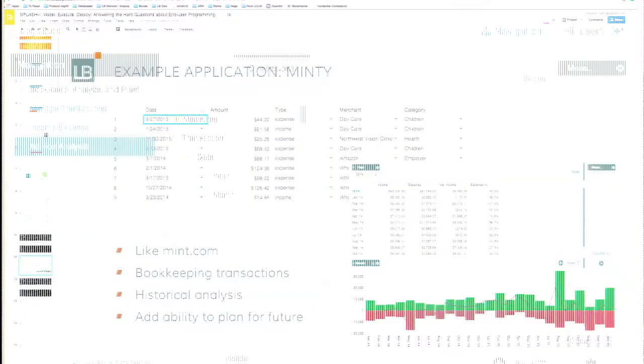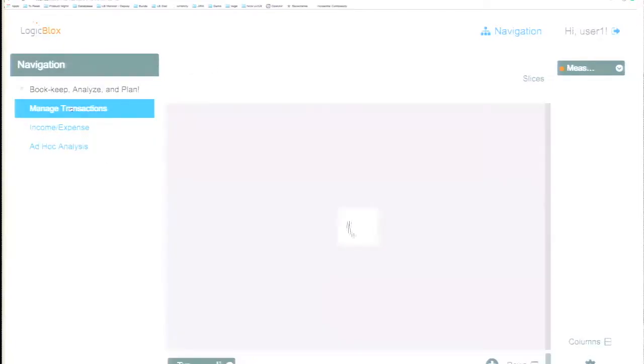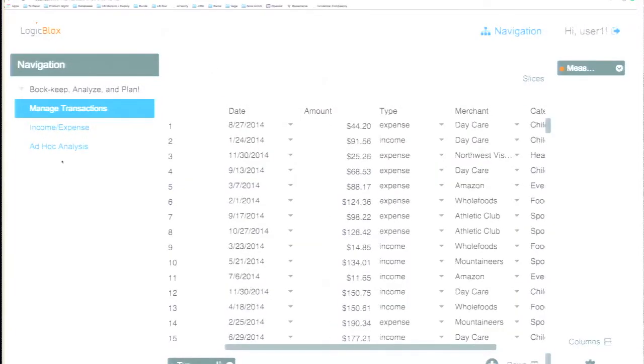OK, so this application, I call it Minty. Is everyone familiar with mint.com? OK, OK. There's somebody in the back shaking their head. It's something for you to keep track of your financial transactions and then do some analysis over time and set budgets, etc. What we build is 2 very simple pages.